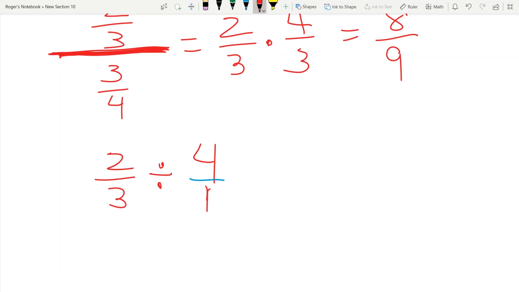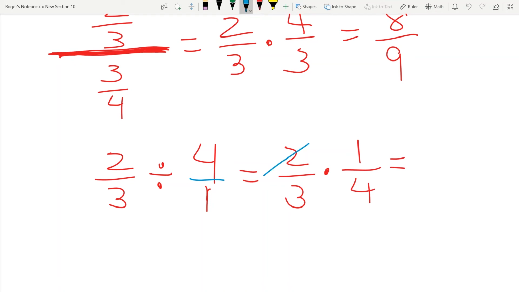So we use the same principle. We will invert and multiply. So this will be equal to 2/3 times 1/4, which is equal to 2/12, or 1/6. Now, usually I don't take the 3 and multiply by 4 and get 12. I'll usually cancel if I can first.